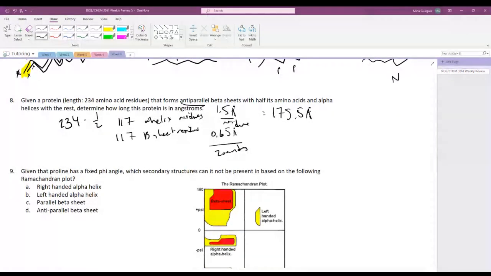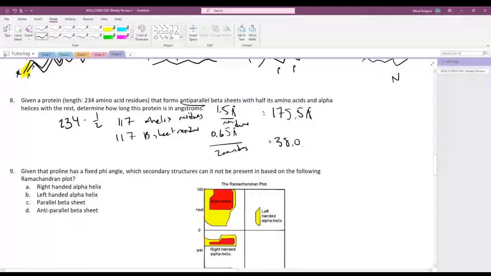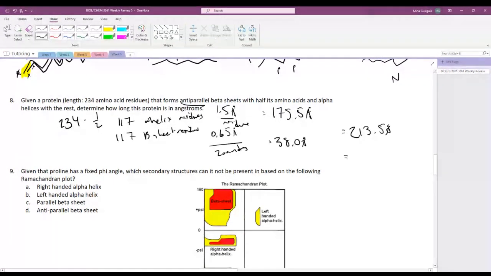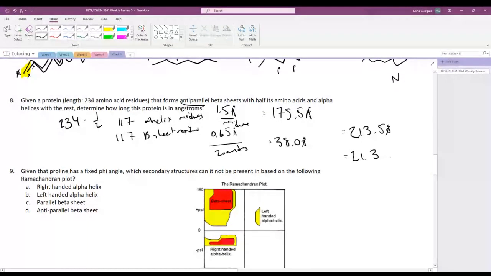Regardless, the actual math works out to give us about 38.0 angstroms. And then when we add that to that 175.5 we got before, the overall length of this protein is 213.5 angstroms. Or, and I think this is a little bit easier to see, 221.3 nanometers.